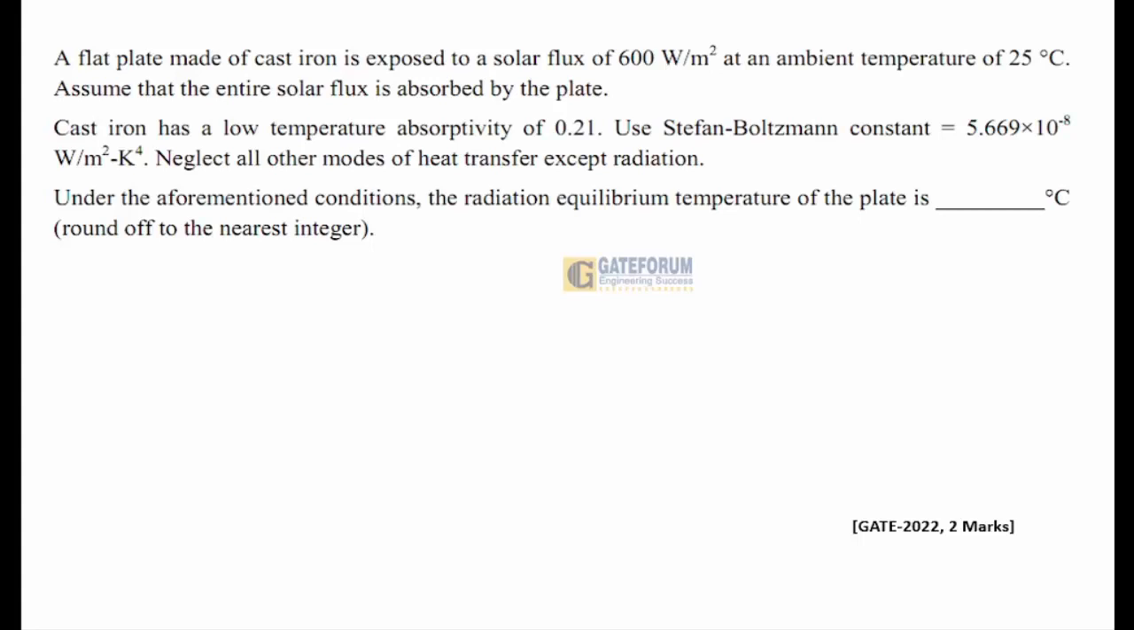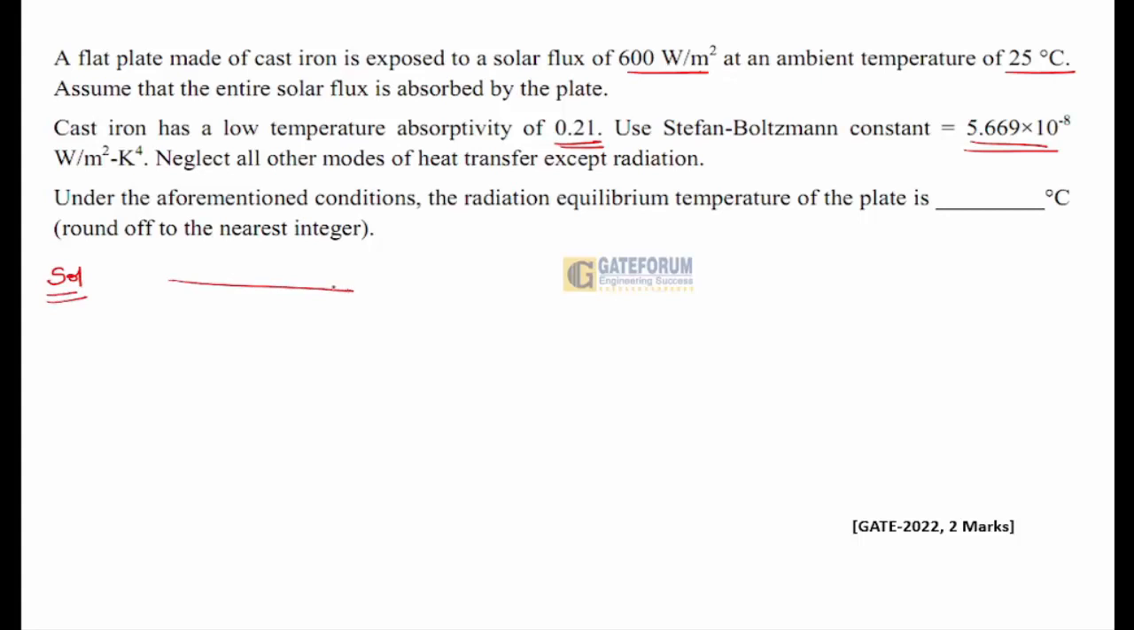A flat plate made of cast iron is exposed to solar flux of 600 watt per meter square at an ambient temperature of 25 degrees centigrade. Assuming that the entire solar flux is absorbed by the plate, cast iron has a low temperature absorptivity of 0.21, with the Stefan-Boltzmann constant 5.669 into 10 power minus 8, which is a standard. Under the aforementioned conditions, the radiation equilibrium temperature of the plate in dash degrees centigrade, round off to nearest integer.